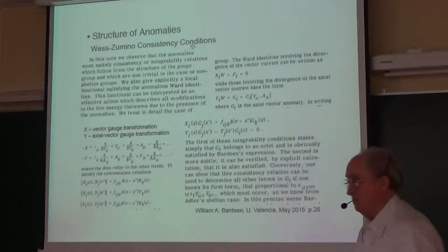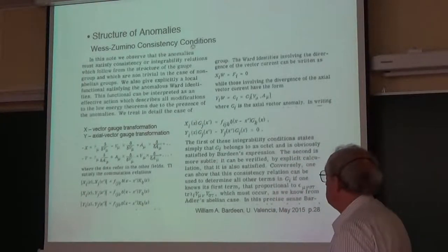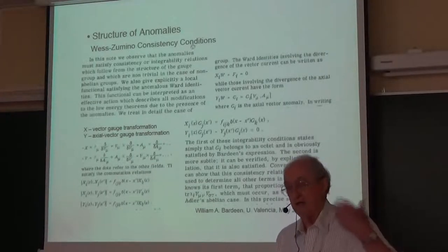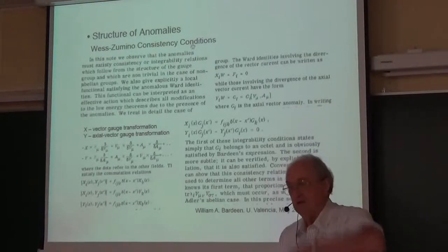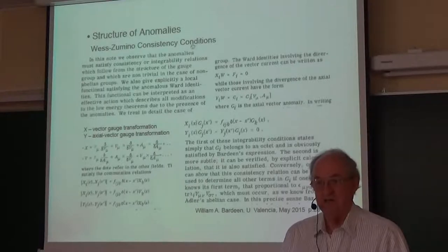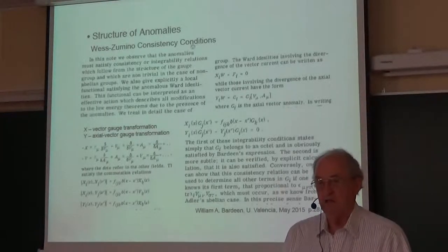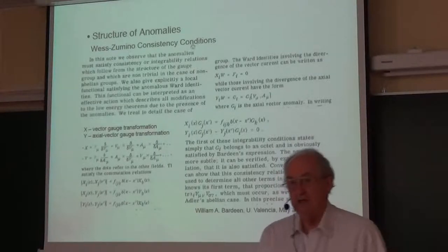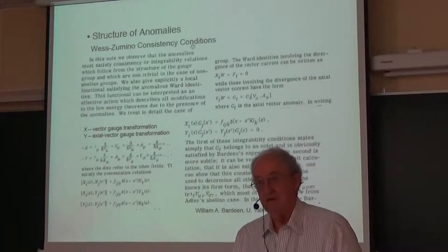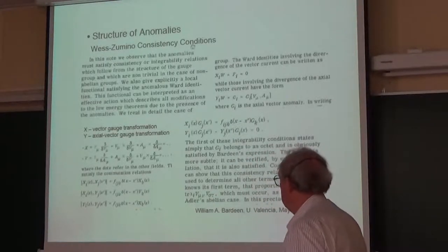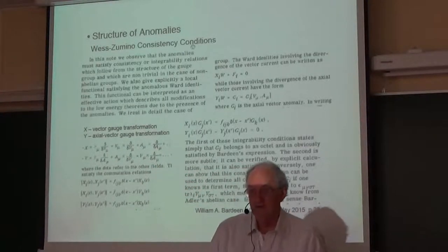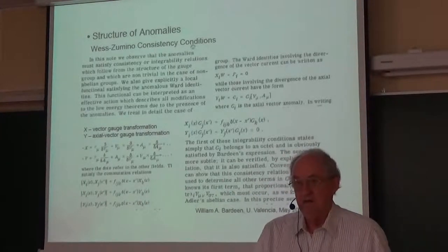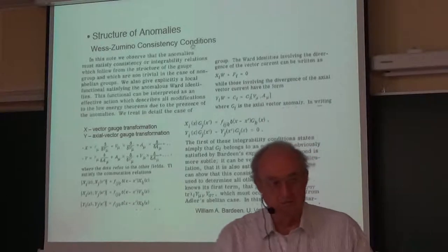The first one is the Wess-Zumino consistency conditions. If you remember my talk yesterday, the way I calculated the anomalous divergence was to compute an effective action and do a gauge transformation, and after trying to make the action as gauge invariant as I could, the thing that gets left is an anomaly. So you can view the anomaly as the gauge transformation applied to something. And that was the concept of the consistency condition: X and Y are the vector and axial vector gauge transformations that you might apply to a functional of the vector and axial vector and whatever other fields there are.